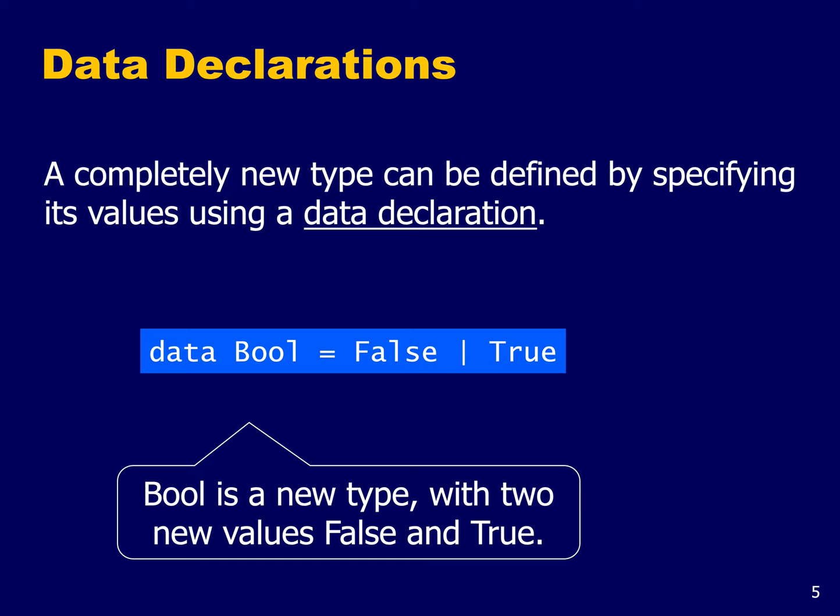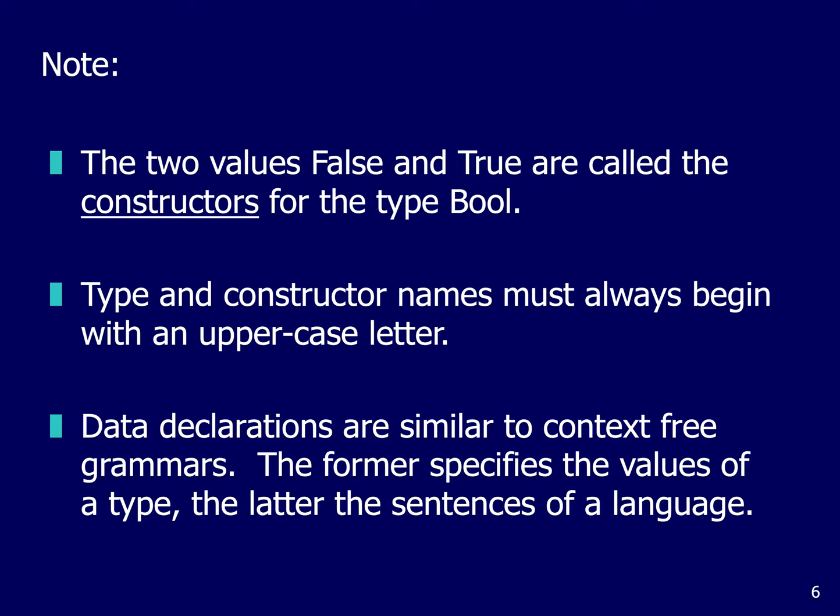So in this case, it's the type of Boolean values. And there's two values in the type. There's False or there is True. So the way you read this is that we're declaring a new type called Bool, and there's two new values in this type which are called False and True. So there's a few things to note about these kind of data declarations. So the first one is a piece of terminology. So the two values False and True, these are called constructors for the type because they give you a way of constructing values in the type.